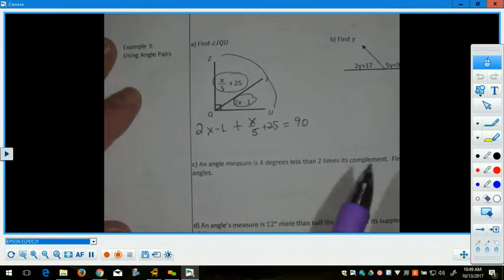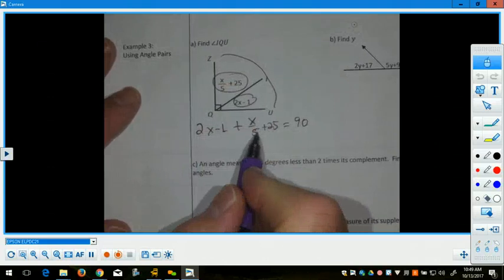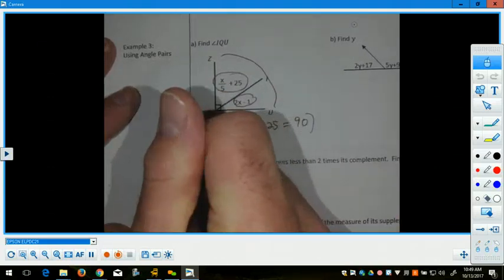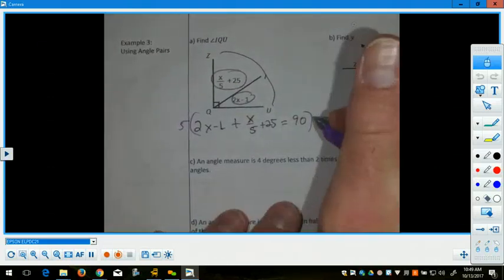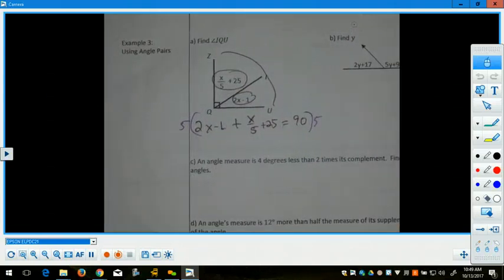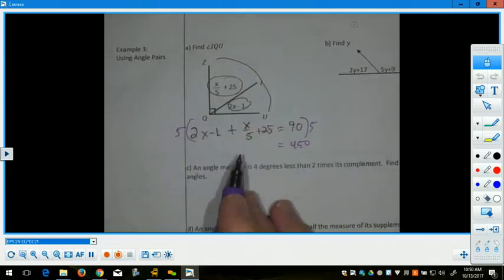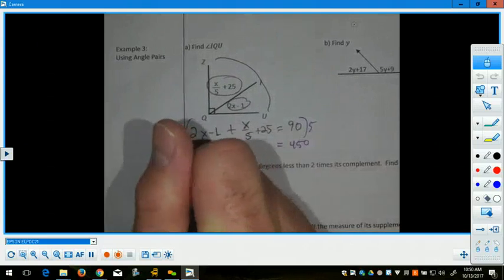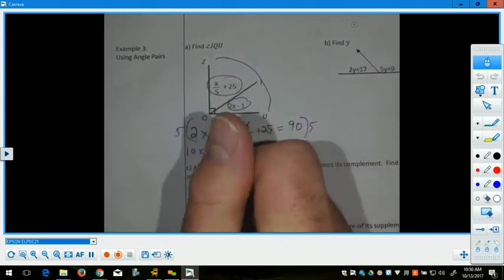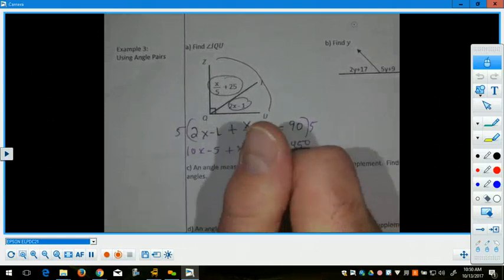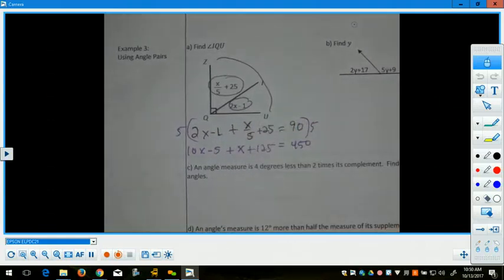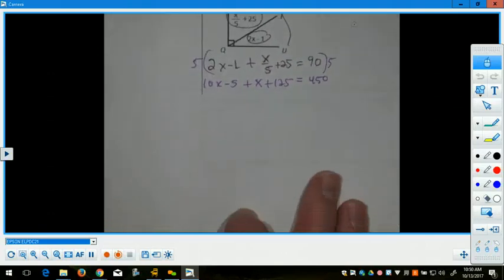All right, I normally would just combine like terms, but I have this denominator 5. I don't like that, so I'm going to distribute 5 to every term, or multiply both sides of the equation by 5. 90 times 5 is 450. This is going to be 10x minus 5. This is going to be plus x. 25 times 5 is 125. Now you can do this in the margin if you need to. I'm going to do it underneath so you can see it written out larger.